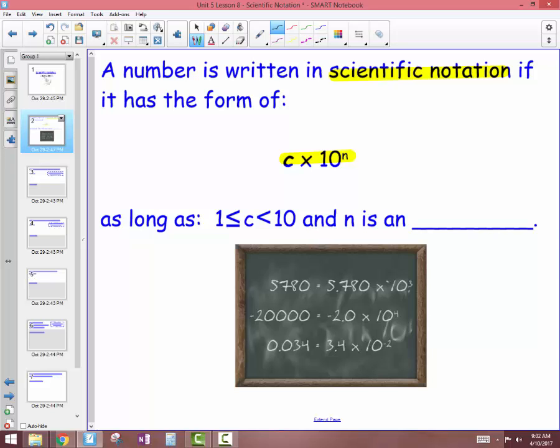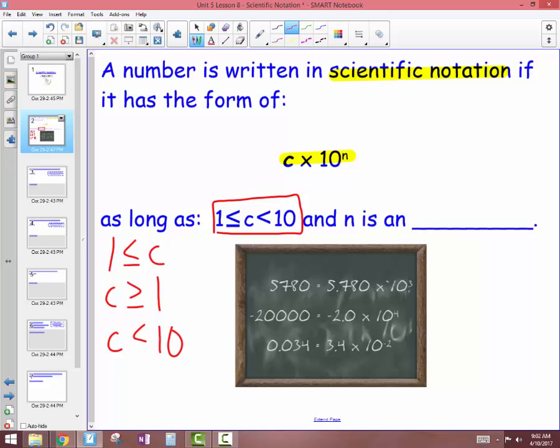Now, what's really important for you to recognize is that c has to fit into this range right here. The way I would read this, if I broke it into two different inequalities, is 1 is less than or equal to c. If I change that, c is greater than or equal to 1. So c has to be 1 or bigger. At the same time, it says c is less than 10. So it falls somewhere in that range where it's greater than or equal to 1, but less than 10. It can be 1, it cannot be 10.